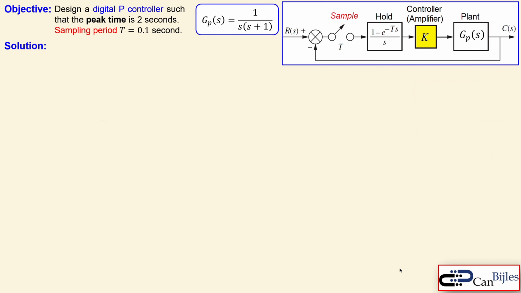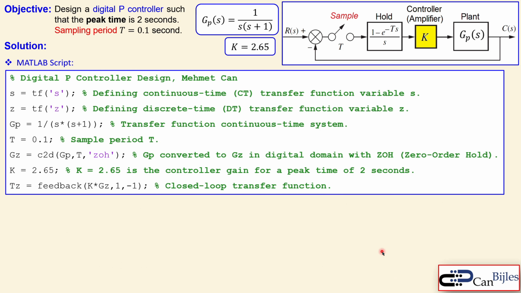Now let's check that. Let's go to the simulation. Before I move on, I will also discuss the MATLAB script I have used for this example. I first define a Laplace parameter using the function tf. I also do that for z, the discrete-time transfer function. I then define my plant, which is 1 over s times (s plus 1). I also have the sampling time T, 0.1, defined as a parameter T.